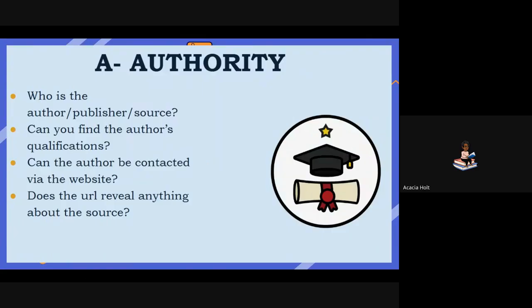Now let's look at the authority. So who's the author or the publisher of the source? Can you find their qualifications? Can the author be contacted? And does the URL reveal anything about the source? So right here, when we look at authority, I'm about to give you some tips that will help you figure out if a source is good for academic research.